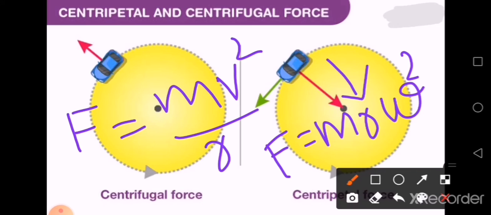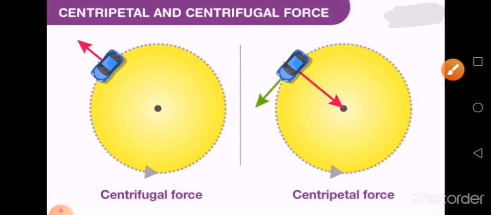Now when you come to examples for your centripetal force, you have so many examples there, that is circular motion in nature, circular motion of an electron in an orbit, or if you are whirling a stone tied to the end of a string. These are all examples of centripetal forces.